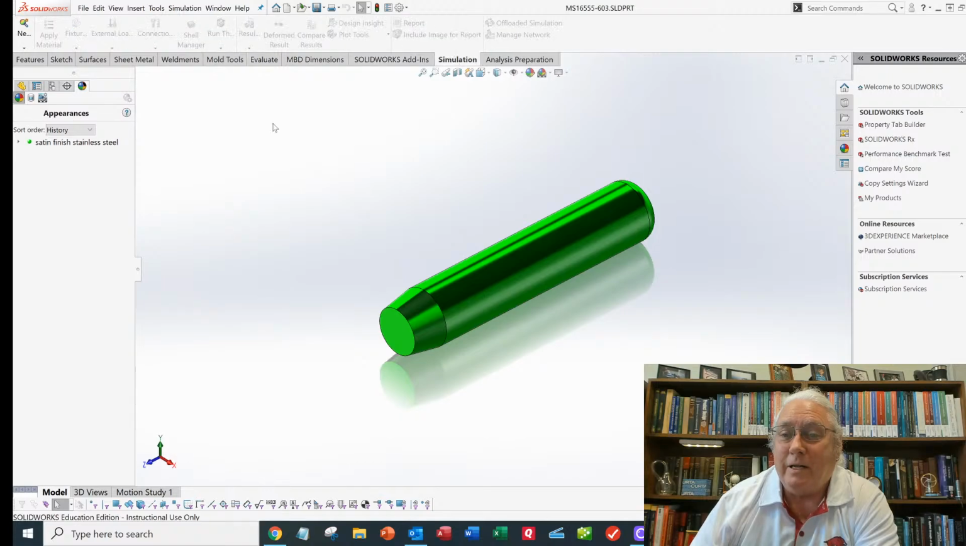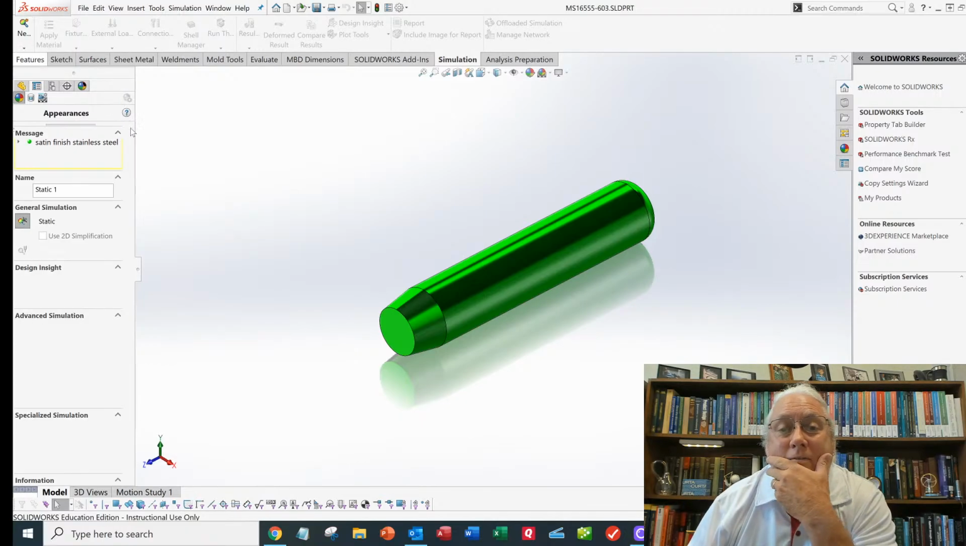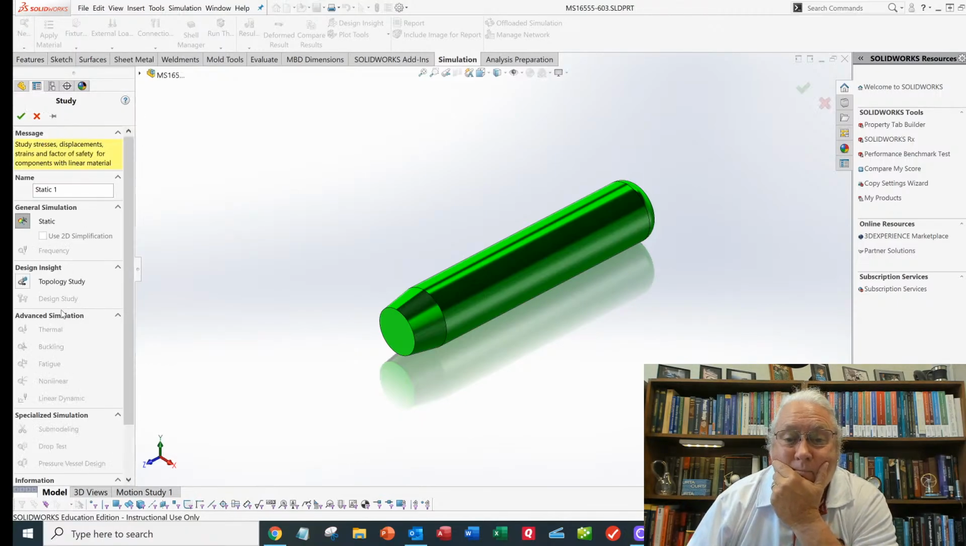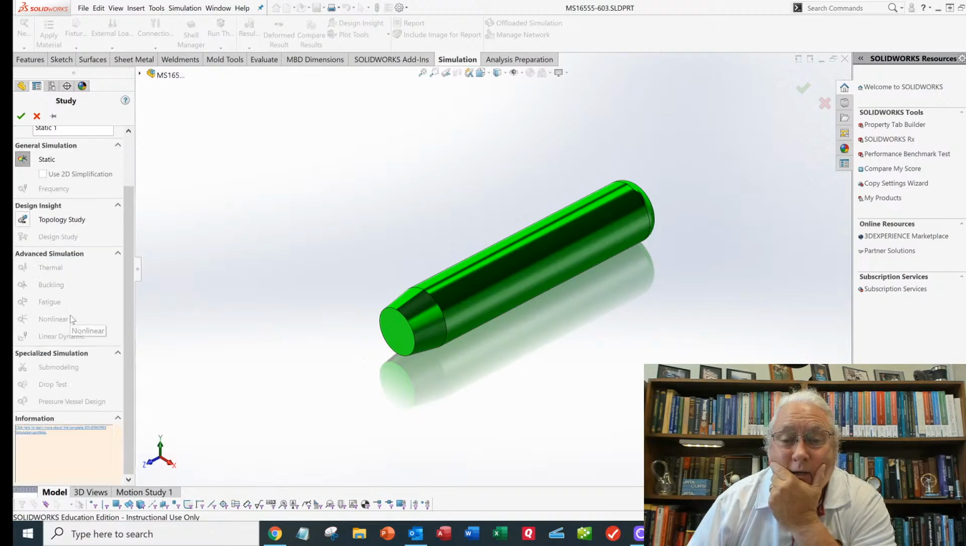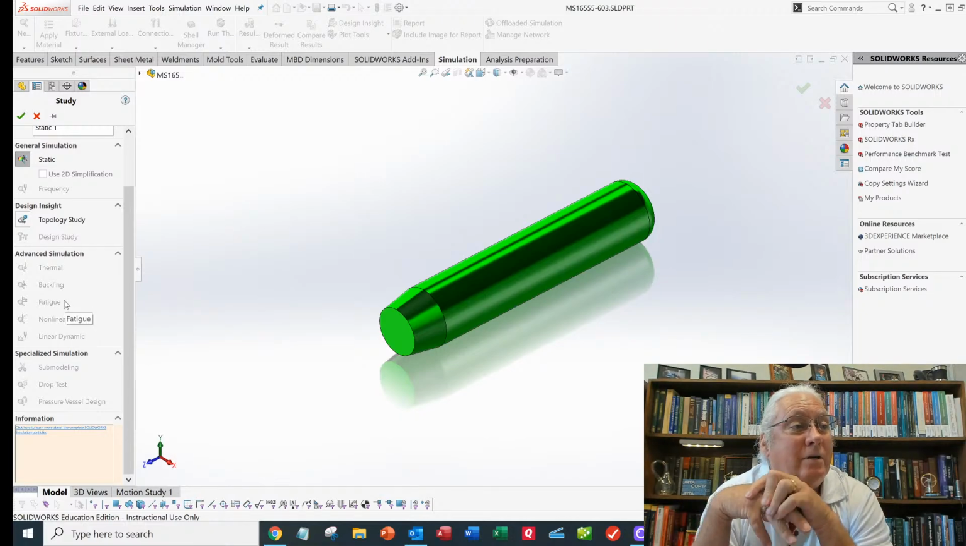So here's a simulation tab, finally loaded. If I go get a new study, let's see what is available here. We've got thermal, buckling. Nonlinear might be what we're looking for. So I think the answer to your question is, yeah, we could do some composite analysis.